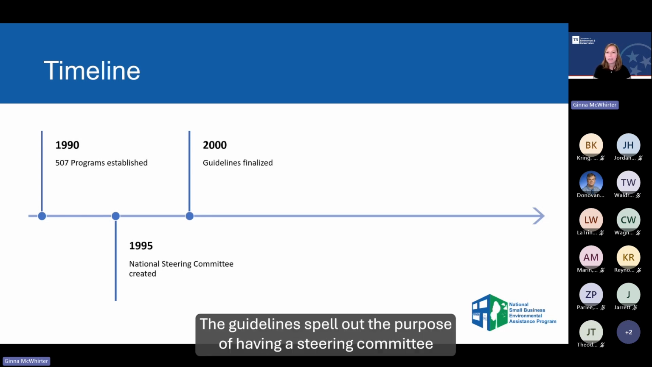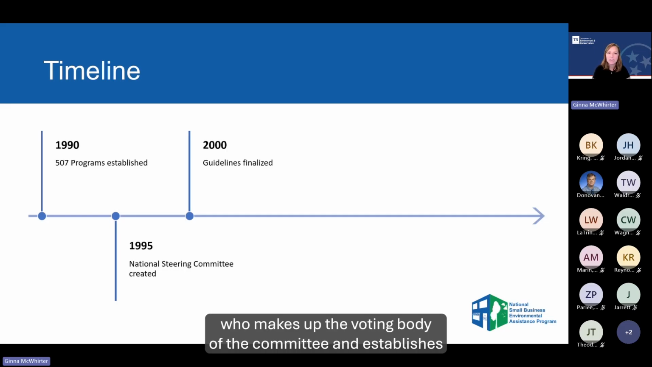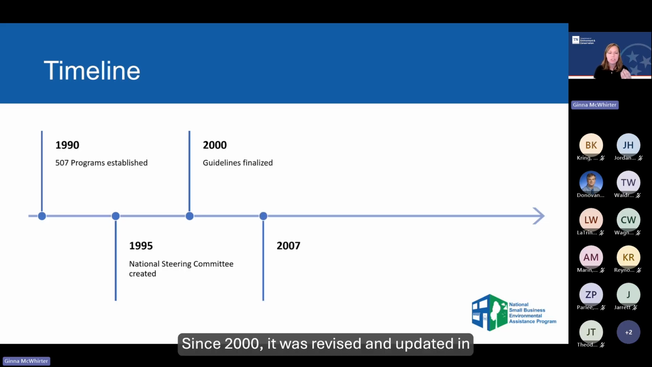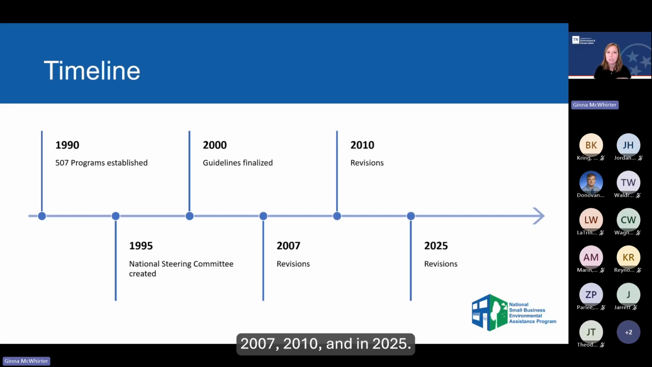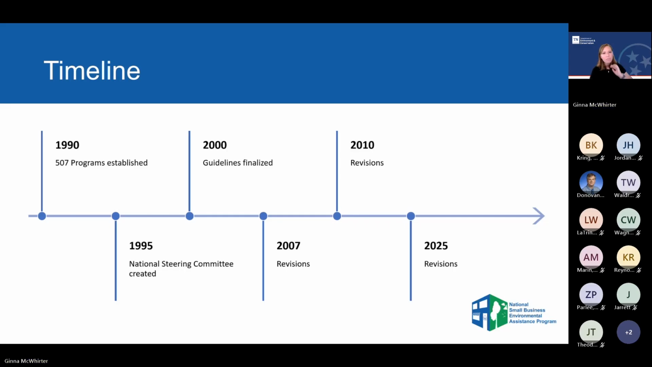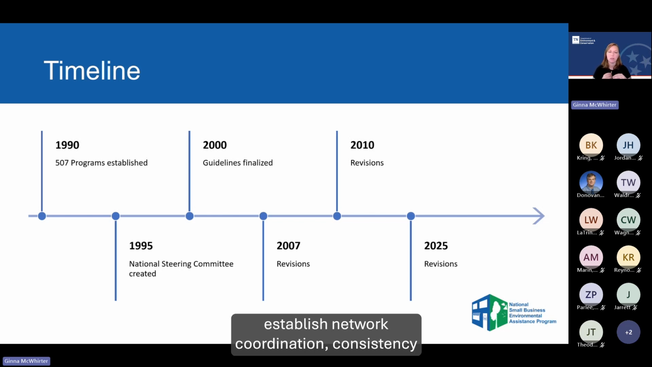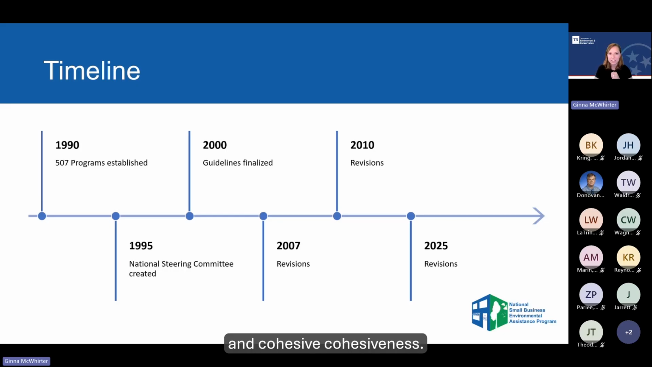So then in 2000, the guidelines for the National Steering Committee were finalized. The guidelines spell out the purpose of having a steering committee, who makes up the voting body of the committee, and establishes the term limits and a timeline of the National Steering Committee roles. Since 2000, it was revised and updated in 2007, 2010, and in 2025. And as I mentioned up front, the guidelines were and are important because they help establish network coordination, consistency, and cohesiveness.